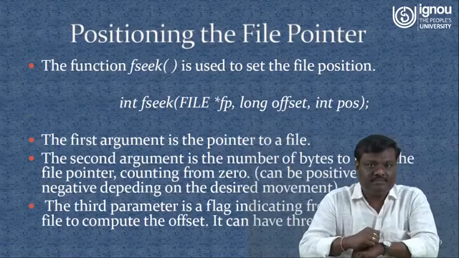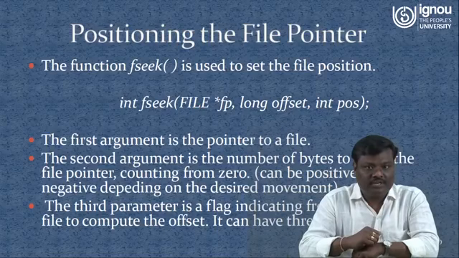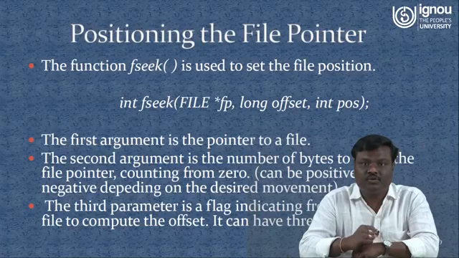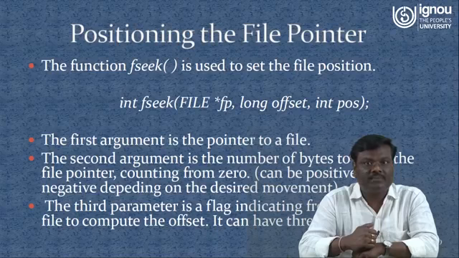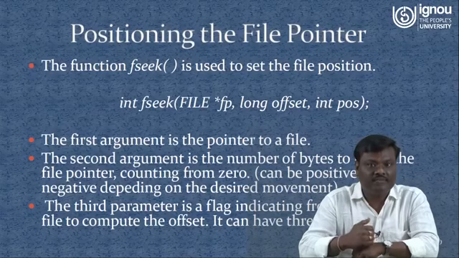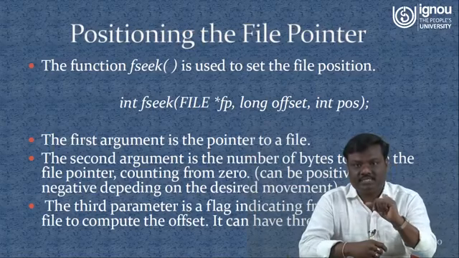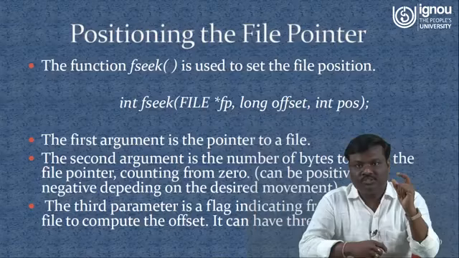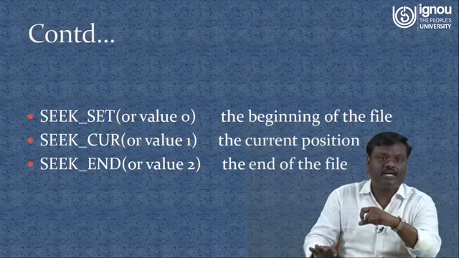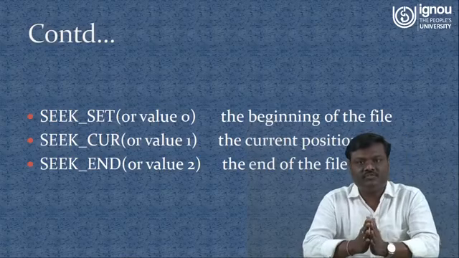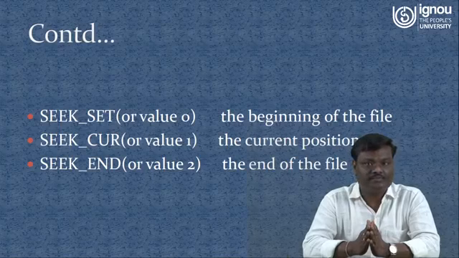So here you can see, file pointer we had understood, and long offset we had seen, that from the current position whether to progress or to go back in the file, and then int pos will take either 0, 1 or 2. 0, 1 or 2 means either we go to the initial position, or from the current position, or to the end of the file. So these are some of the functions that you can use in order to handle files in C programming.